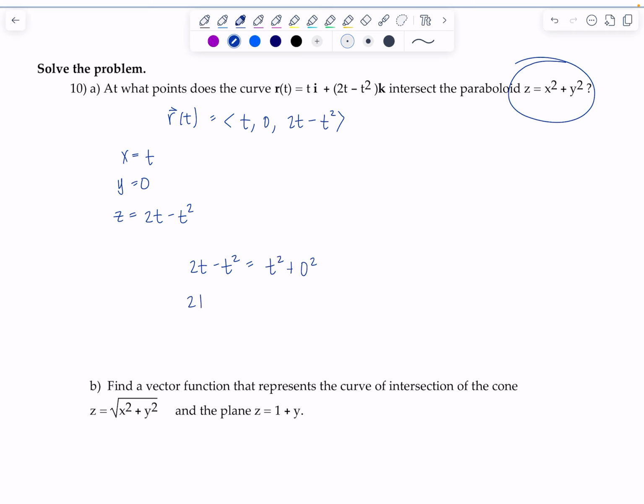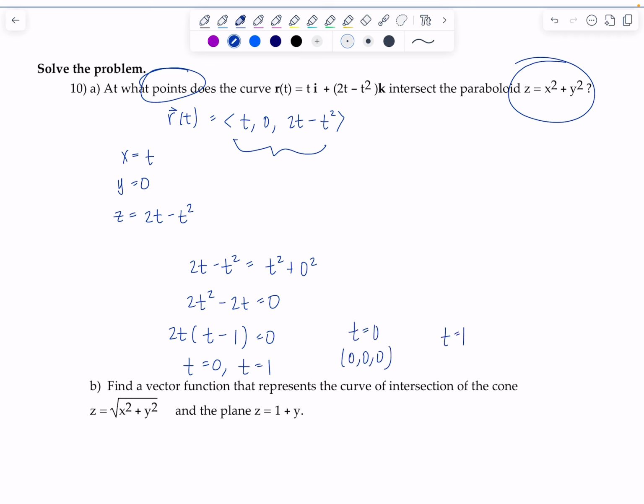So then I have 2t squared minus 2t is 0. I can factor out a 2t, and then I have t minus 1, right? So either t is 0 or t is 1. So what points would that correspond with? Just come right here. But it asked for points, right? Technically, that function is making a bunch of little position vectors that trace out a curve, but I'm going to write them as ordered triples, not vectors in 3-space. So if t is 0, you have 0, 0, 0. And if t is 1, then you have 1, 0, 1. So those are the 2 points.